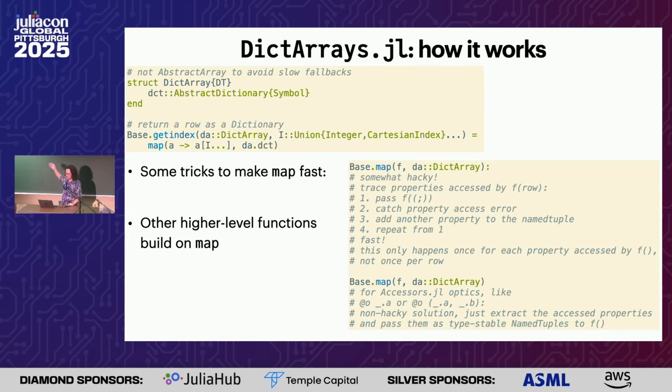And some functions like getting an index are also done in a straightforward manner. You just create a dictionary with the proper element from each column.